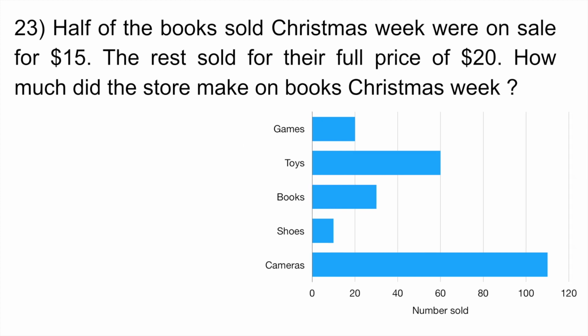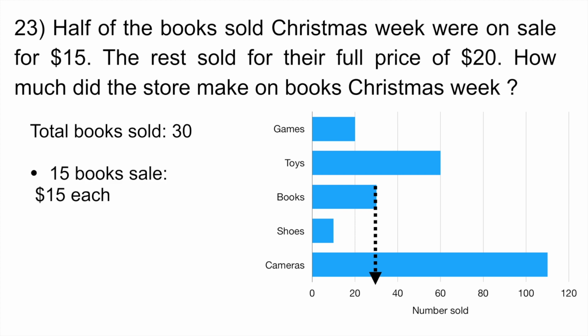Okay, so first of all, let's look at how many books they sold. They sold about 30. And out of those 30 books, they're telling us that half of them were sold on sale. So 15 books were sold on sale for $15 each, and the other 15 books were sold for full price at $20 each.